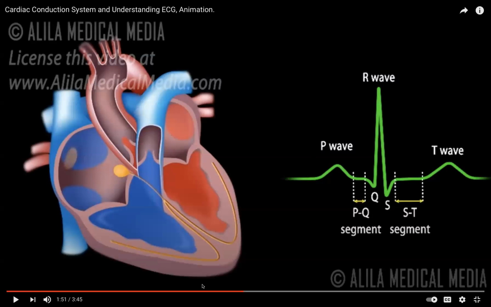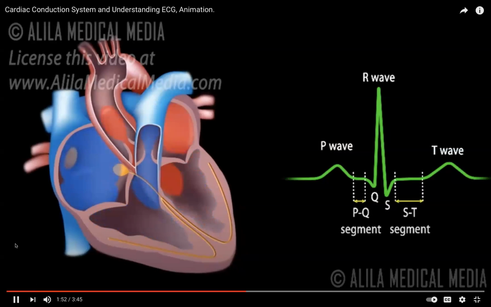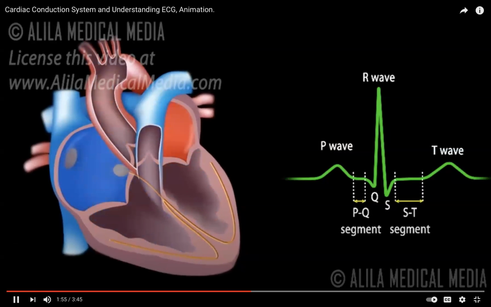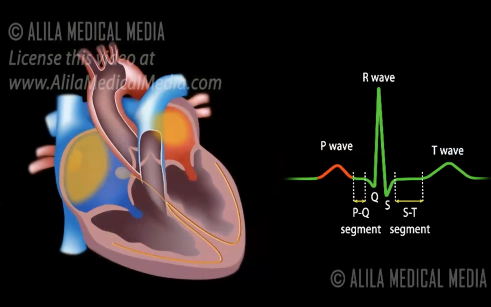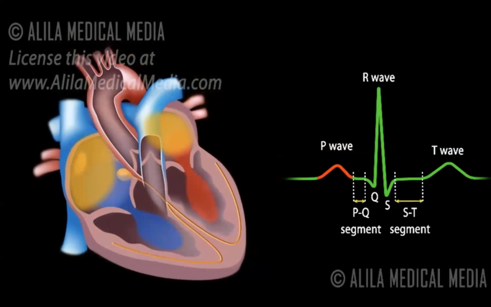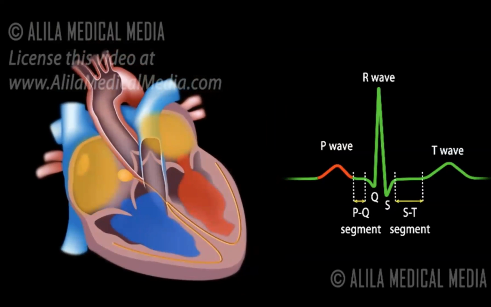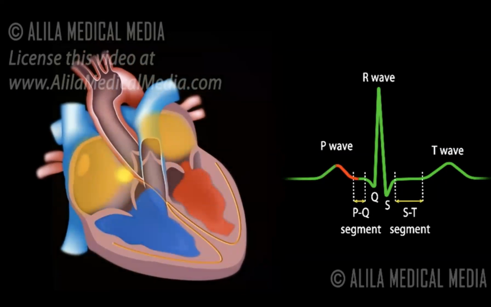Millivolts. So let's watch this and see how it all comes together. When the atria are full of blood, the SA node fires. Electrical signals spread throughout the atria and cause them to depolarize. This is represented by the P wave on the ECG. Atrial contraction, or atrial systole, starts about 100 milliseconds after the P wave begins. The PQ segment represents the time the signals travel from the SA node to the AV node.